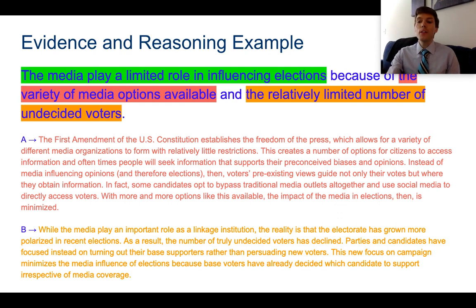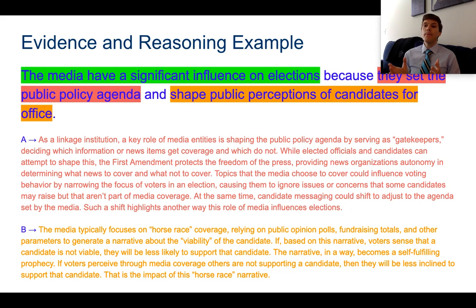Okay, let's look at this from a different direction. Okay, this is the opposite point. The media have significant influence on elections because they set the public policy agenda, straight up content, right? And they shape public perceptions of candidates for office. Let's look at how I explain and use evidence to support my first justification there. As a linkage institution, a key role of media entities is shaping the public policy agenda by serving as gatekeepers, deciding which information or news items get coverage and which do not.